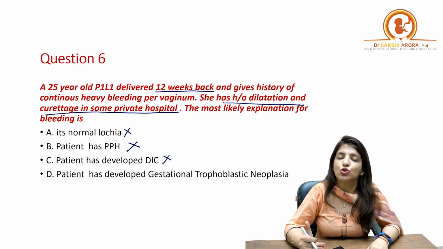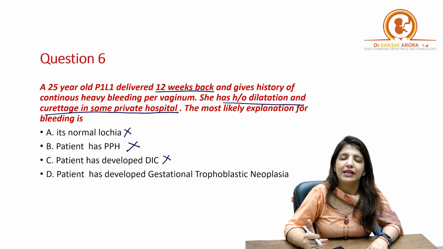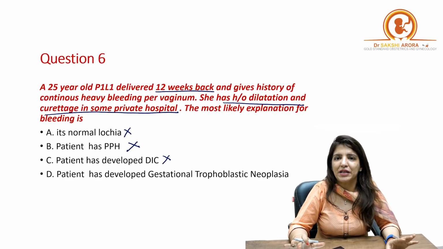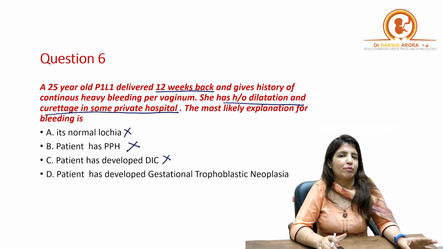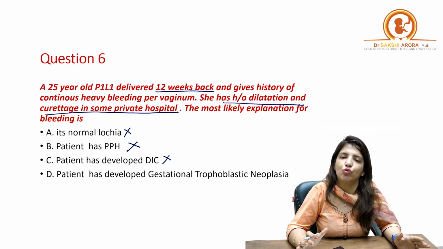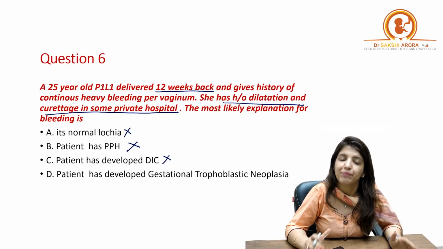So this patient over here who is having continuous bleeding after delivery, DNC has been done and still the bleeding has not been controlled. Most probably she has developed gestational trophoblastic neoplasia.